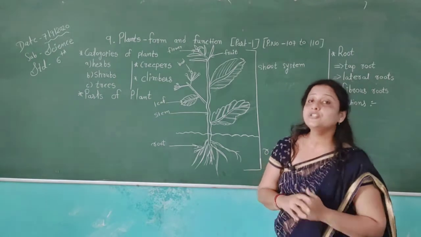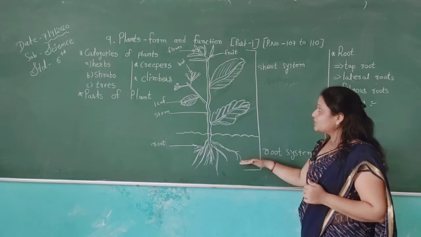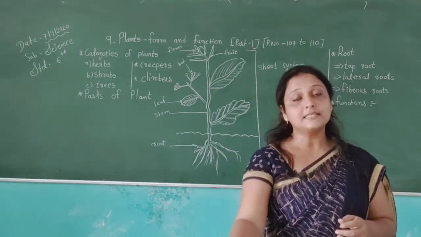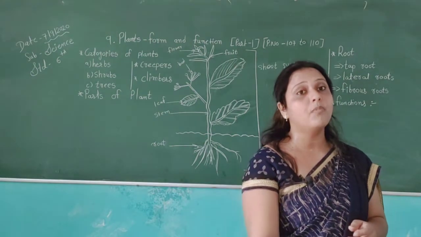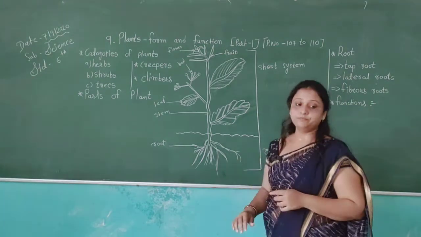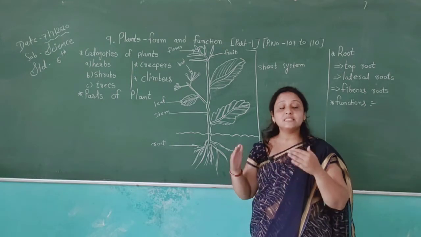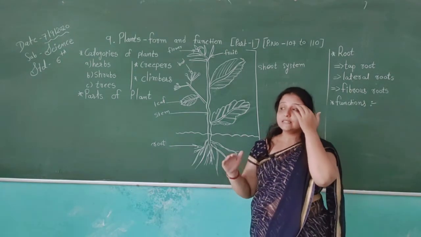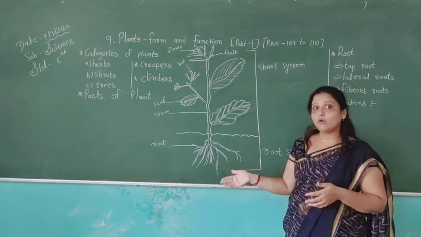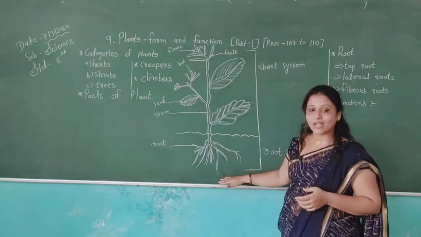So we have first two parts, shoot system and root system. In the root system we can see the root, and in the shoot system we can see the different parts of the plant, like leaf, flower, bud. So first, about the root. Root is the underground and non-green part of the plant body which is fixed to the soil. Because of these features, the plant can get many useful things by the root.